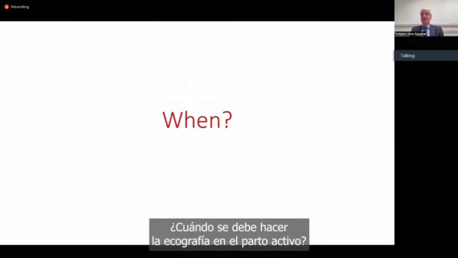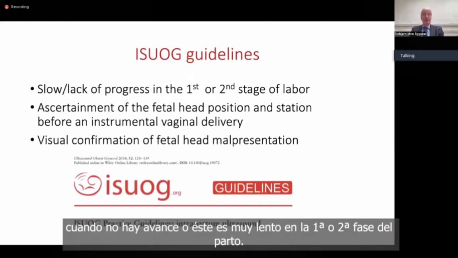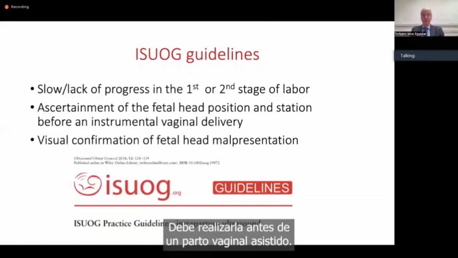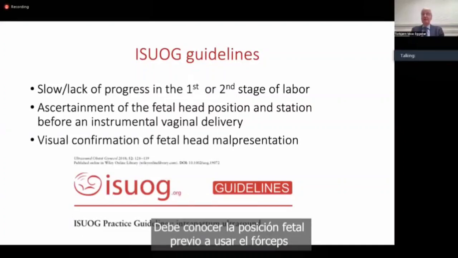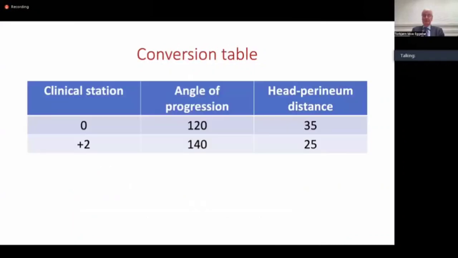When should you do the ultrasound in active labor? According to the ISUOG guidelines, when you have slow or lack of progress in the first or second stage of labor, you should do it before doing an assisted vaginal birth. You should know the fetal position before putting on forceps, and it's also important before a vacuum extraction that you know the position, as I illustrated a few minutes ago. It's important because you can also have confirmation of fetal head malpresentations.